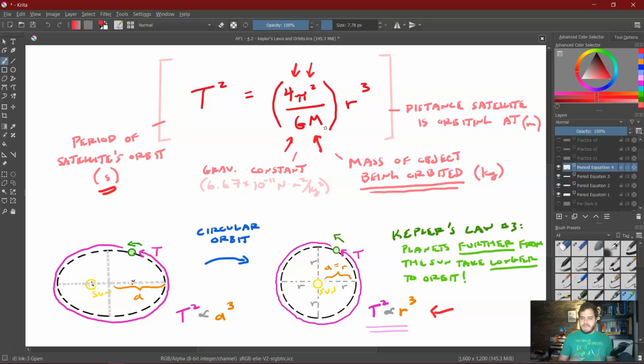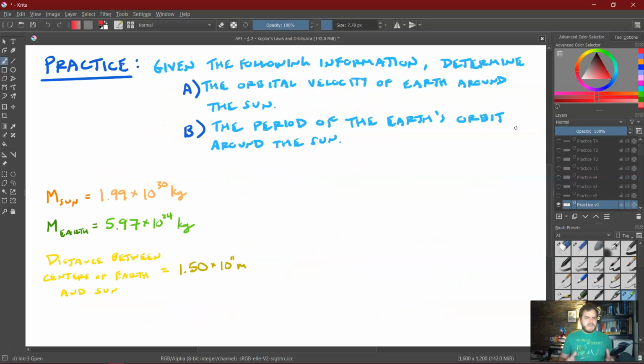So this tells me, once again, that planets further away from the sun are going to take longer to orbit, and we've basically proven this specific relationship with Kepler's third law by using elements we got from Newton's theories. Okay, let's do one practice problem before we call it a day.